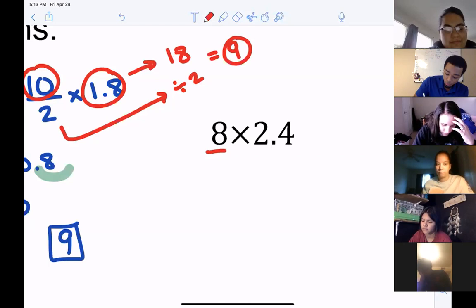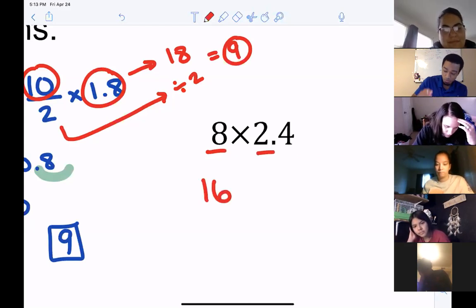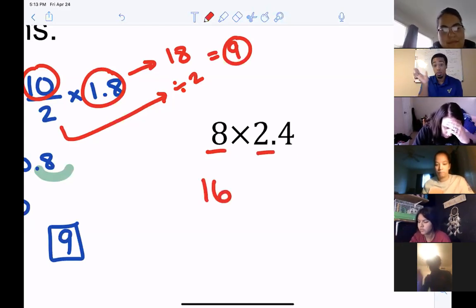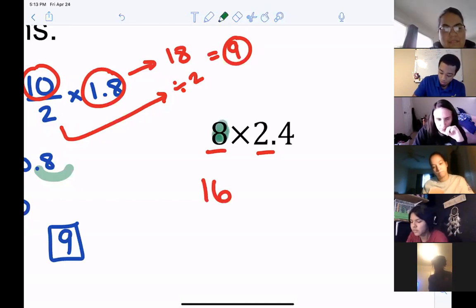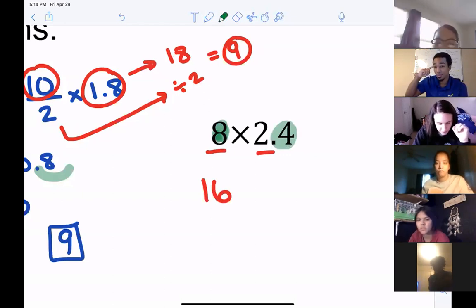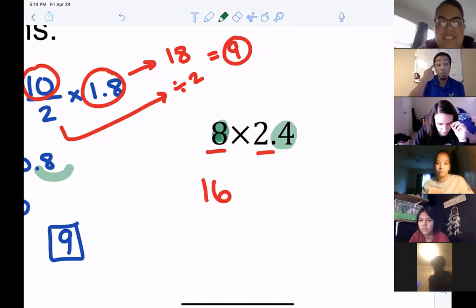So 8 times 2 gives us 16. Cool. We know that. That's something that we can all get around. But now it's the complicated part, the 8 times the 0.4 part. If I don't want to think about 0.4, what can I think of instead? 8 times 4. I can think of 8 times 4, but always remember to do what at the end?